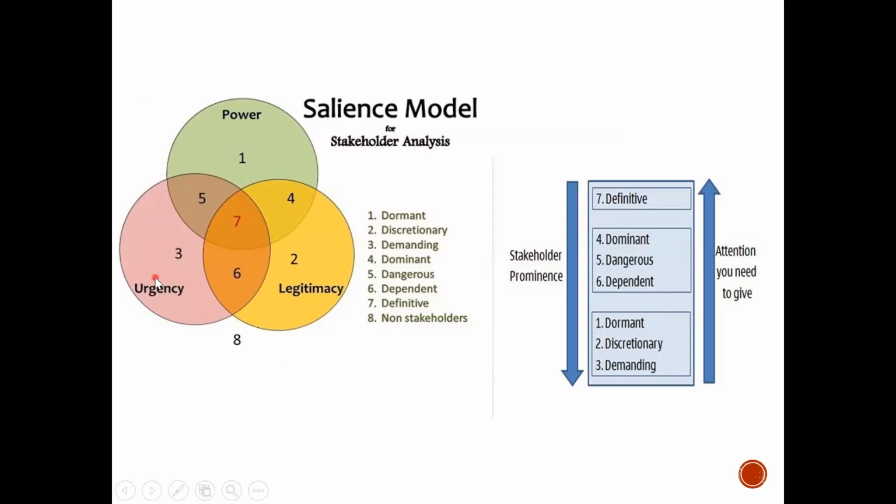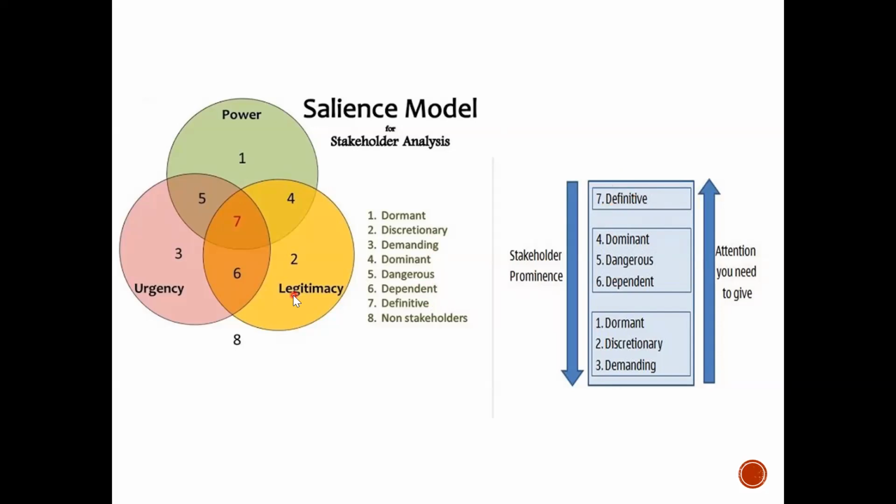Based on power, urgency, and legitimacy, we categorize various stakeholders as dormant, discretionary, demanding, dominant, dangerous, dependent, definitive, and non-stakeholders. For example, who are definitive stakeholders? Definitives, you can see the engagement prioritization should be like this. Definitive are the most important, then dominant, then dangerous, then dependent, then dormant, discretionary. This is the way you have to see. The highest priority should be given to definitive.